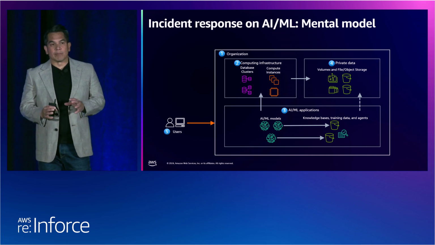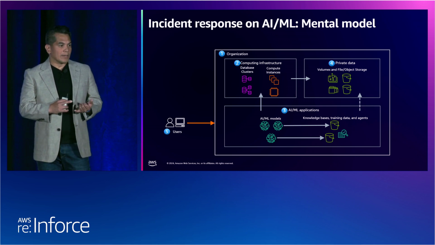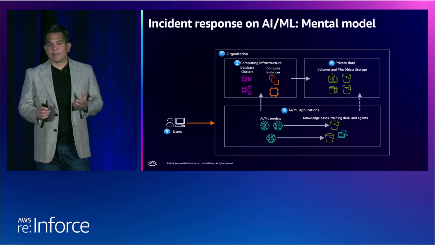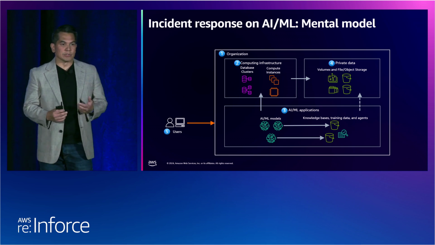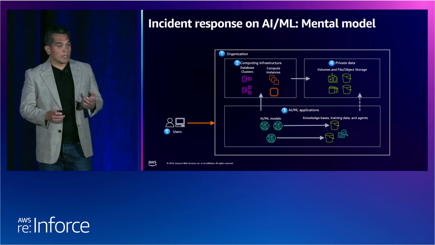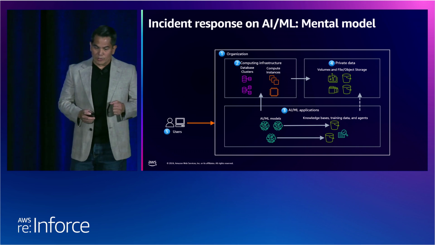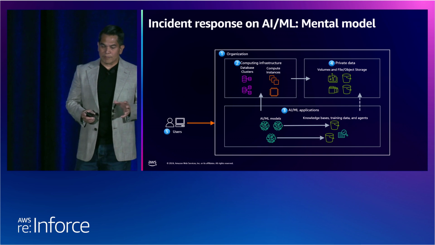Now the AI ML application is kind of split into 2. So you've got your models, so your foundation models, your custom models, your guardrails, and then you have the items that train those models and fine-tune those models. So there we're talking about knowledge bases, your agents, your training data and plugins, right?